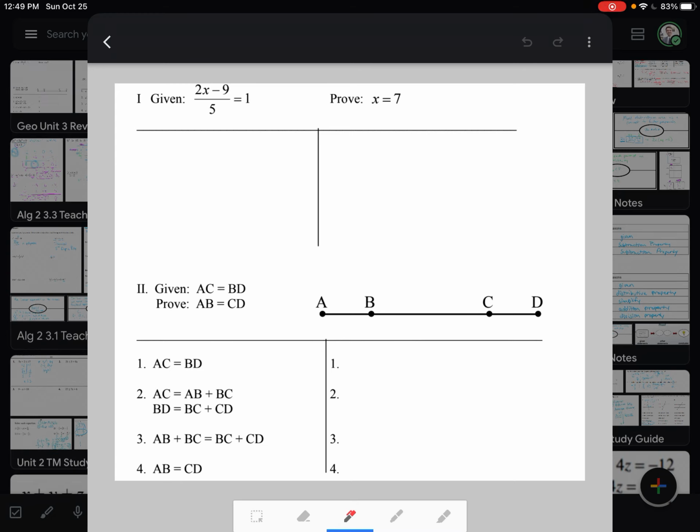Hi everybody and welcome. Today we're going to be doing a little bit of a review for our quiz, taking a look at some of the proofs that we've gone through this unit. So to start off, we are looking at an algebraic proof to begin. So let's write that down as our given statement, what they give us here.